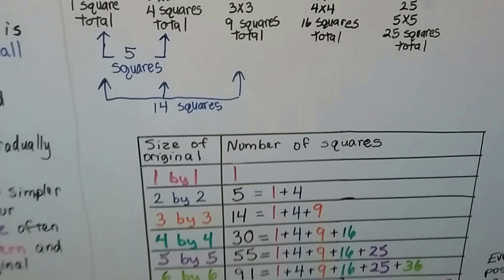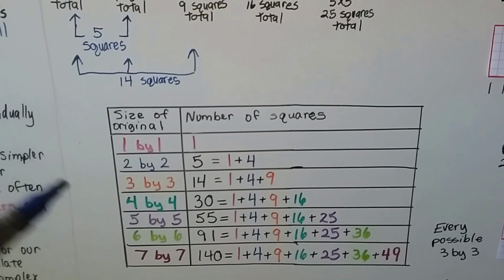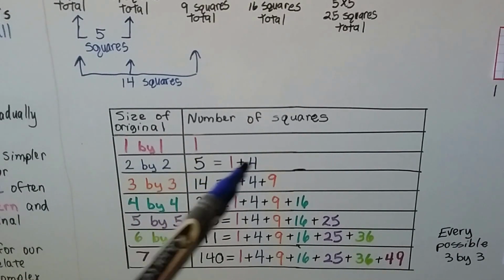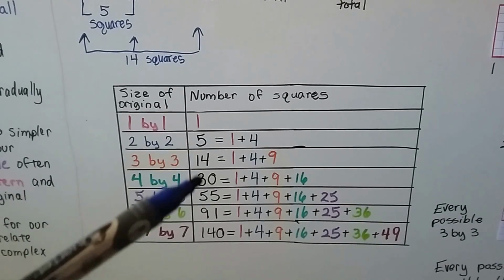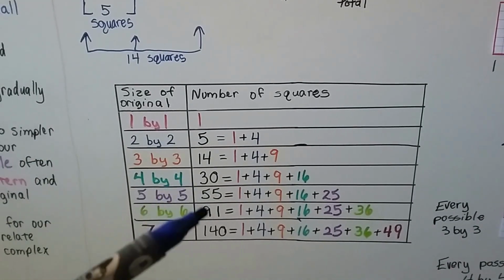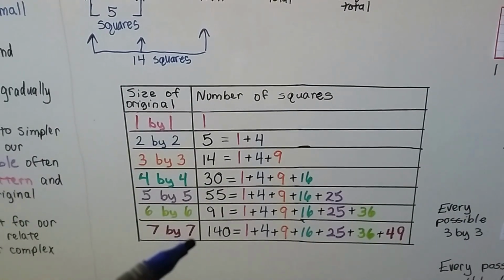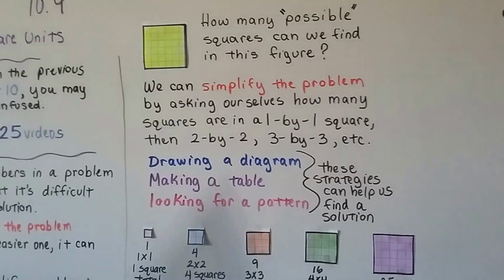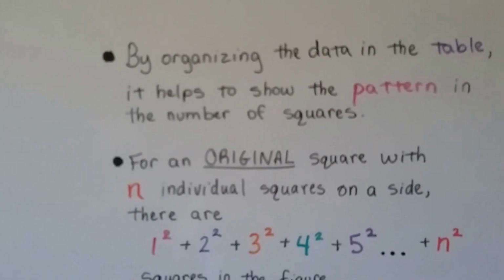So I made a table. If the size of the original square is 1 by 1, we have 1 square. If it's 2 by 2, we can add that 1 with the 4 from the 2 by 2 and get a 5. When we add the 3 by 3, we're up to 14 squares. 4 by 4, now we're up to 30 squares, and so on. See? By the time we get to a 7 by 7 square, we can have 140 possible different squares that we could find inside of this figure. By organizing the data in a table, it helps us to show the pattern in the number of squares.